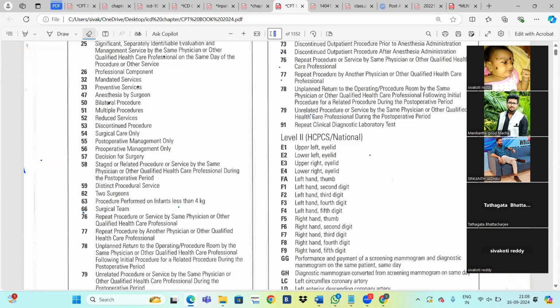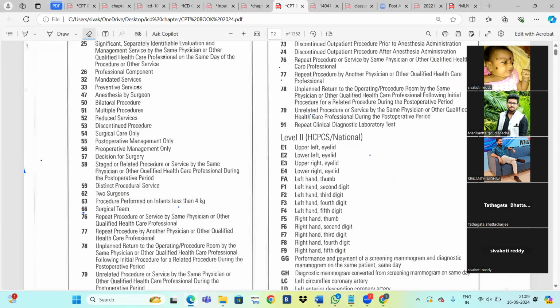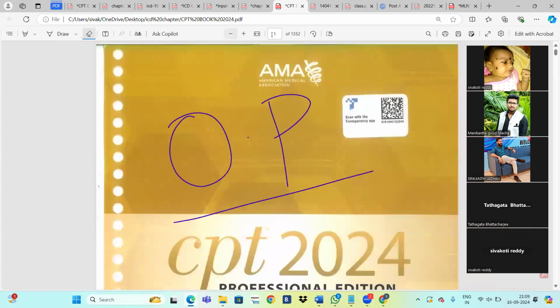So next, we can discuss how to use the CPT book and indexing of the CPT. Two parts we covered, symbols and modifiers. Next, how to use the CPT book: what you will get, the code structure, how to find codes, and all we can discuss. Okay, this is the CPT book, guys.